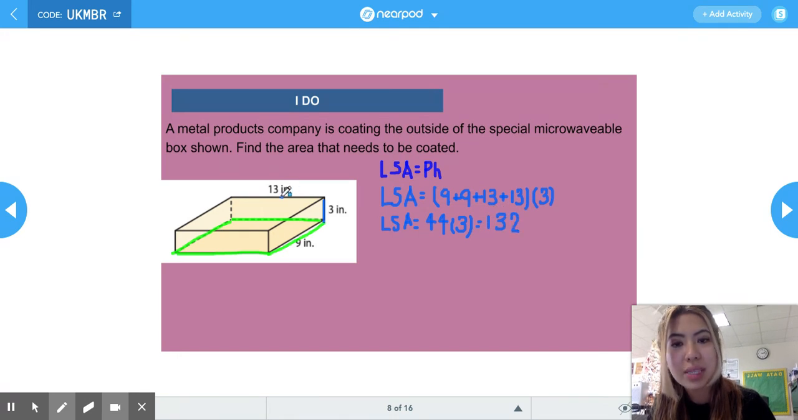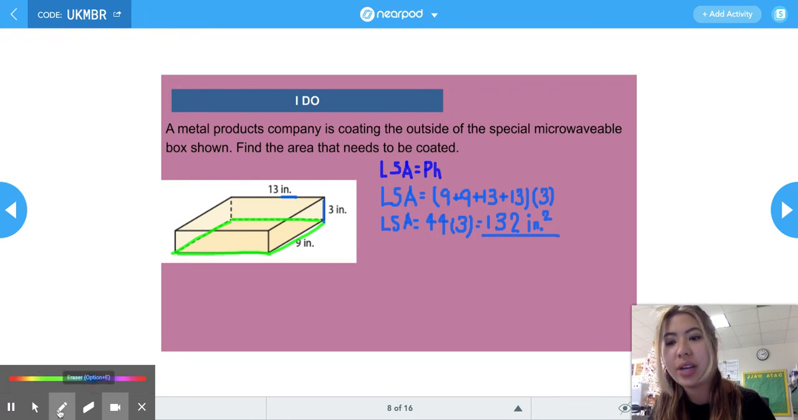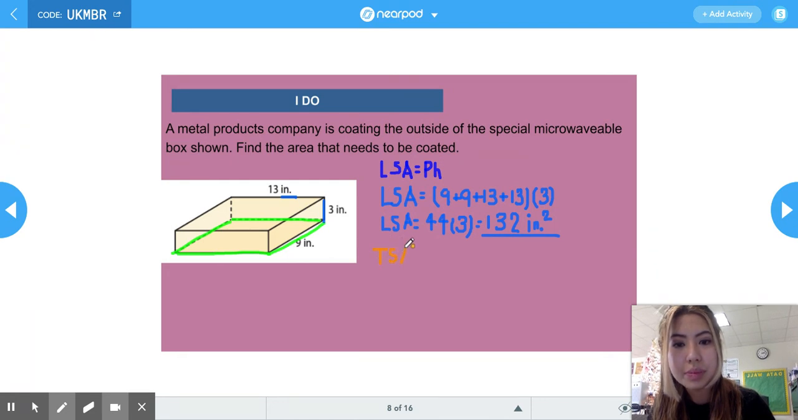Our unit for this problem is inches. And because we're finding the surface area, it's inches squared. So this is our lateral surface area. Moving on to our total surface area. Our formula is P times H plus 2 times B. So then we have TSA is equal to, we already found our lateral surface area, which is 132 inches squared. We have to add that to 2 times the area of our base.